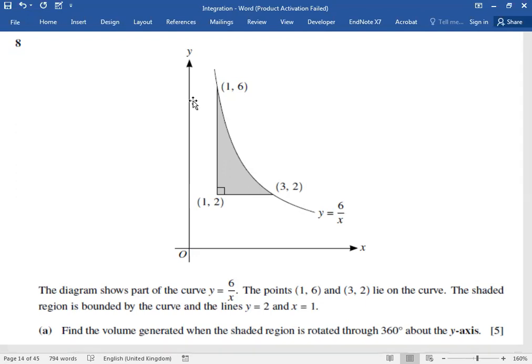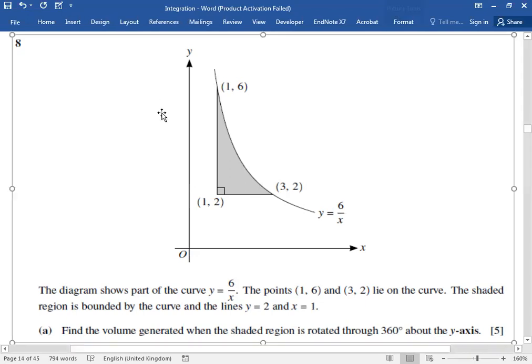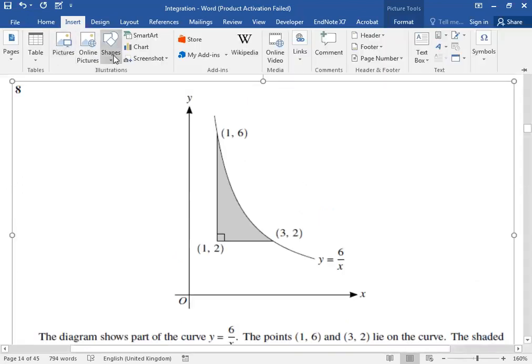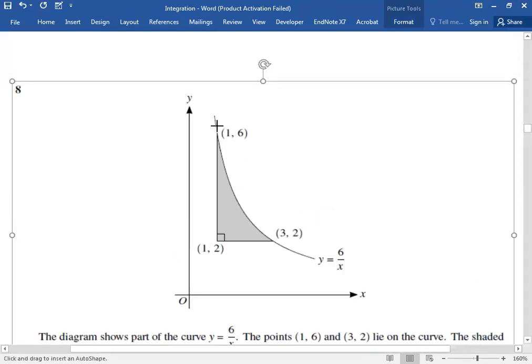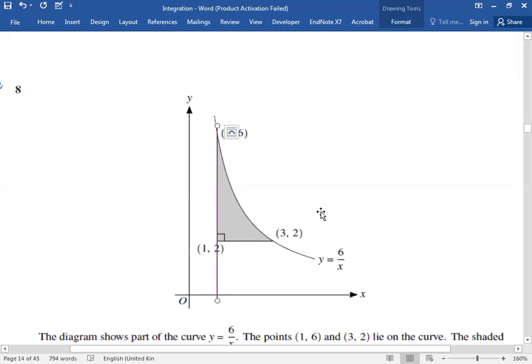Now there are two ways to do this. We can either rotate the curve and subtract the volume of the line rotated. What is the equation of this line? x is equals to 1. If I rotate this line 360 degrees about the y-axis, right, then subtract the volume that comes from the rotation of this line.